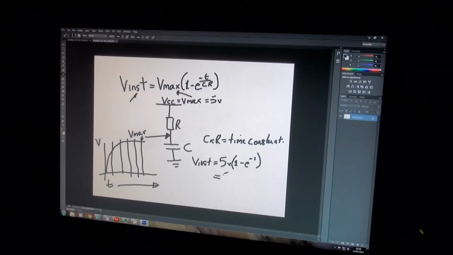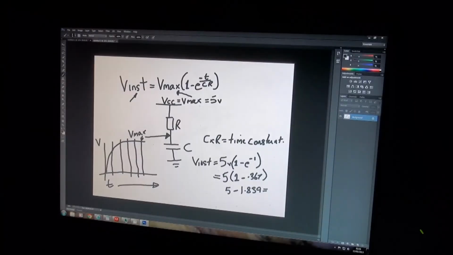So we have 5 in brackets 1 minus 0.367 in brackets, and you multiply these brackets out. So 5 minus 5 times 0.367. I'll quickly do it on the online calculator. Multiply that by 5, and that gives us 1.839. And when we take the sum away, so we've got 5 minus 1.839.